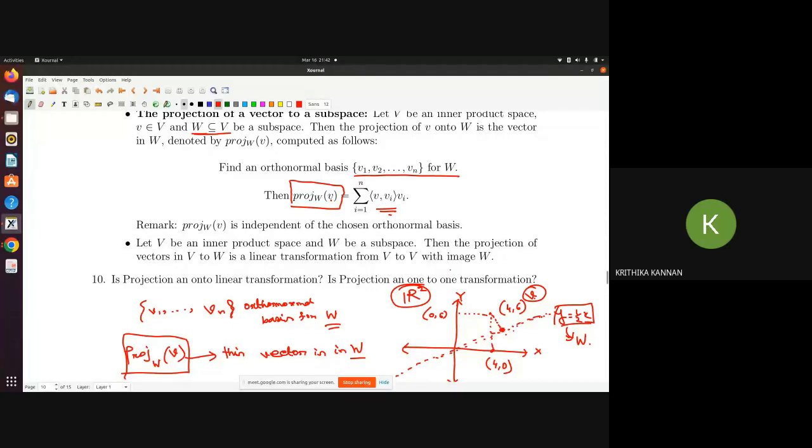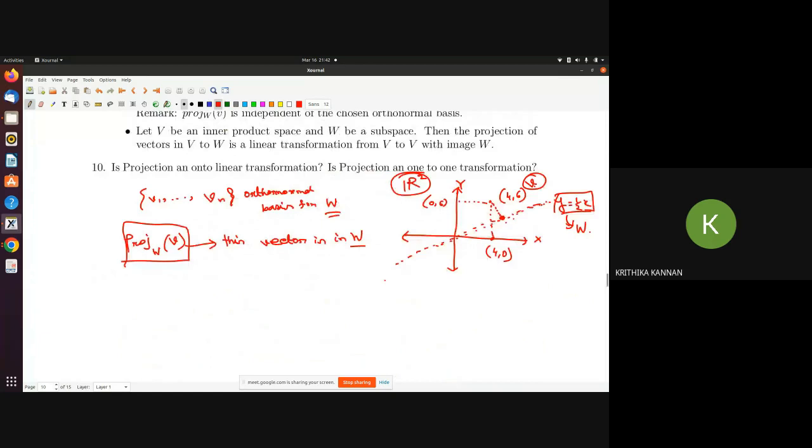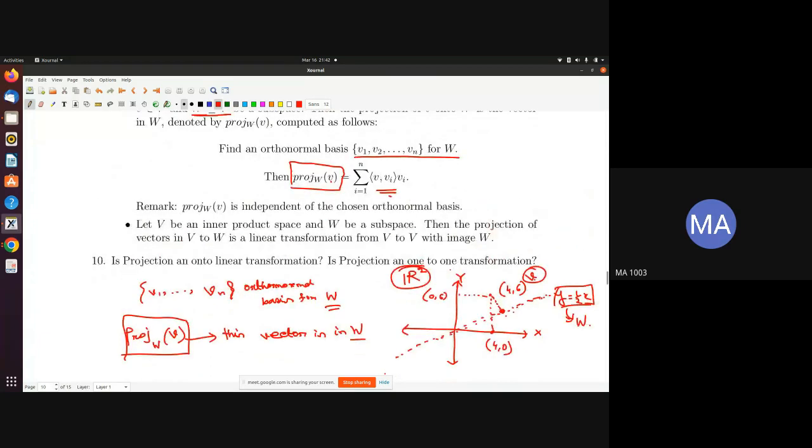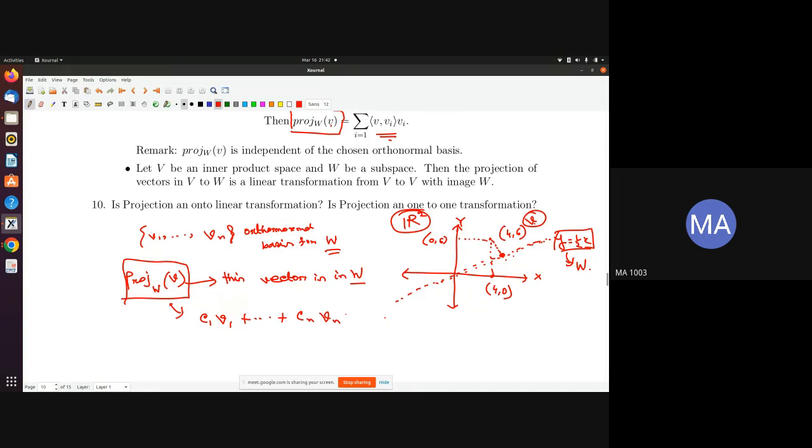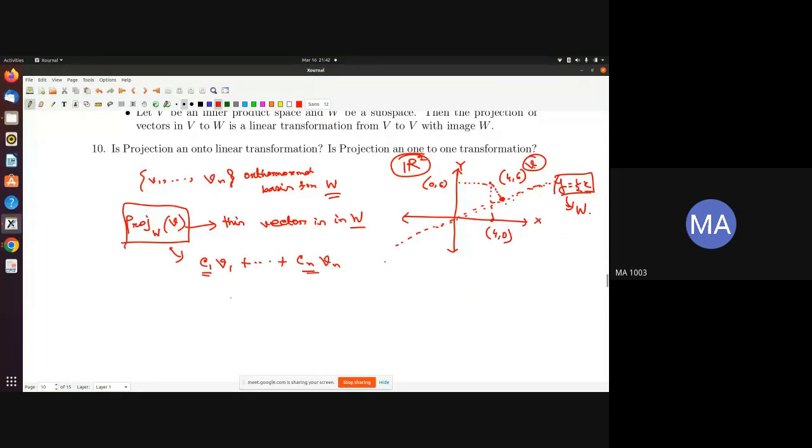So theoretically, would this work with a non-orthonormal basis of W? No, but that will be very calculative. Here it is much easier. Just take the orthonormal basis, take the inner product of the given vector with each of the basis vectors, and write the linear combination. Because this projection vector is inside W, I should write it as the sum of C1 V1 up to Cn Vn. Now what are these Ci's? We have already calculated them. These Ci's are nothing but the inner product of V with Vi. That is my Ci. So if I know this, I know the combination. That is the projection. This is the definition of projection.